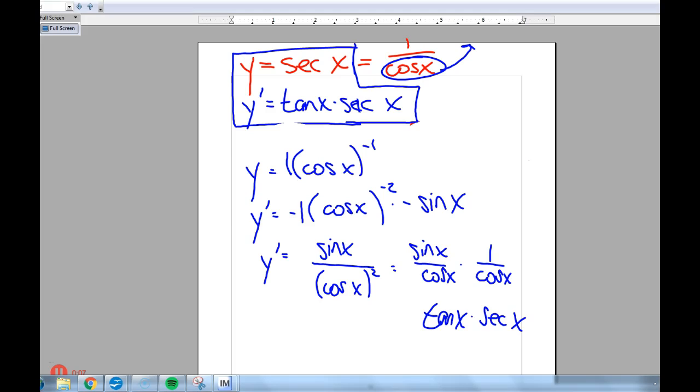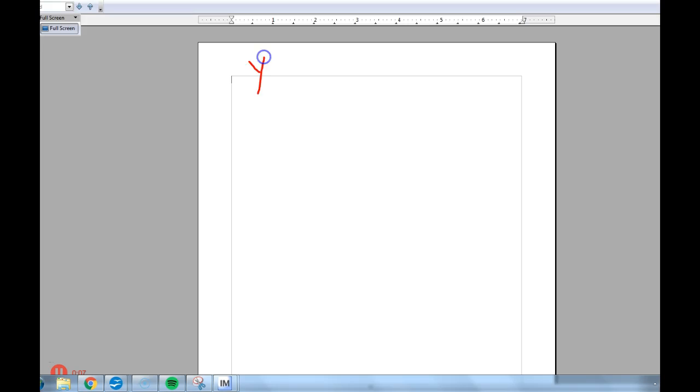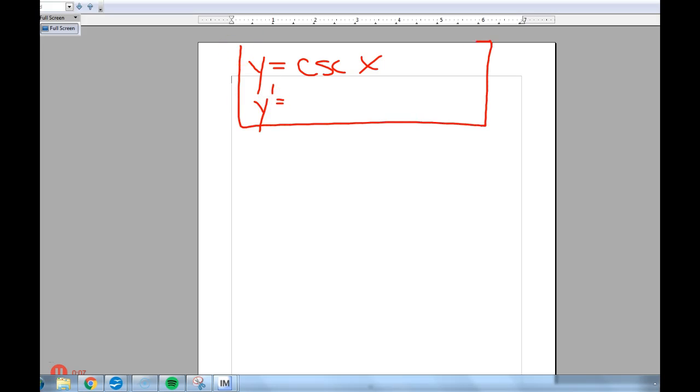Okay, you guys do cosecant. This is the last one for today. Okay. Quotient, or if you want to try both, try both. Cosecant is 1 over sine.